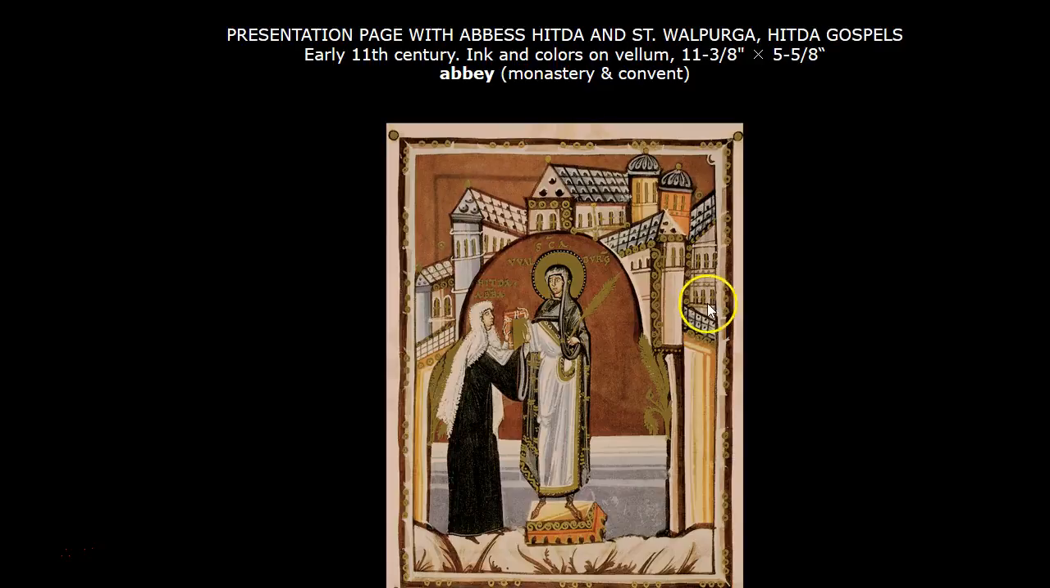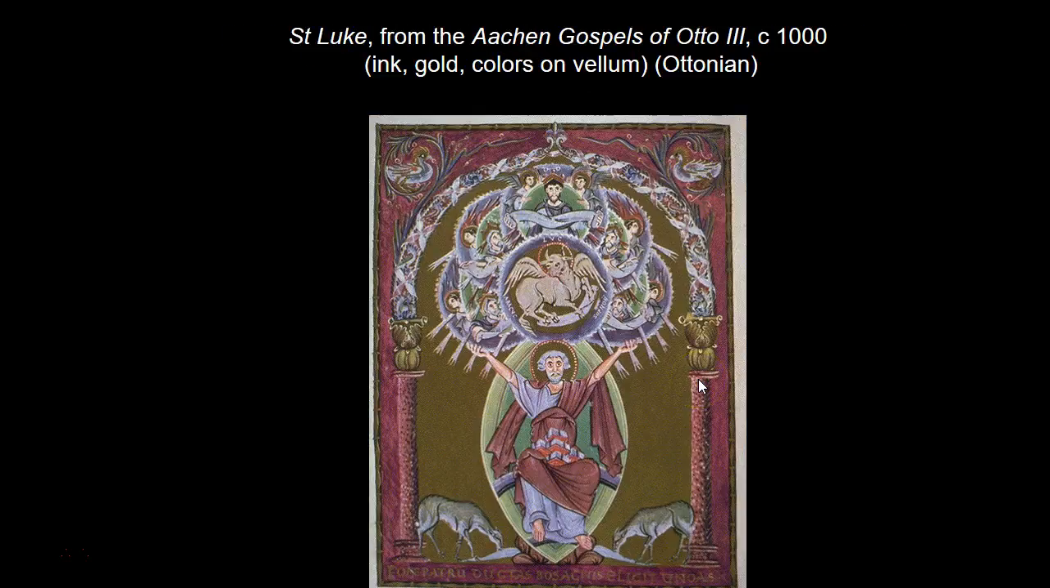And you can see that in the background. You can see her monastery. You can also see the application of a lot of gold leaf, right? And we see a lot of gold leaf in Ottonian illuminated manuscripts. Like here, this color looks kind of like a mustard yellow, but this is all gold.